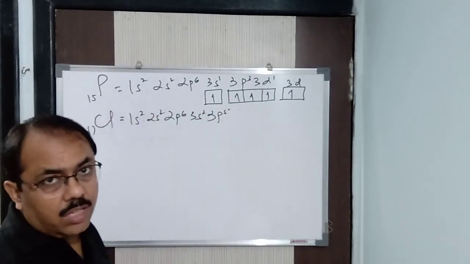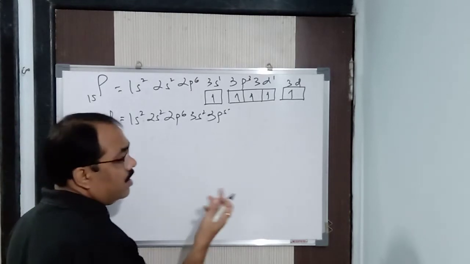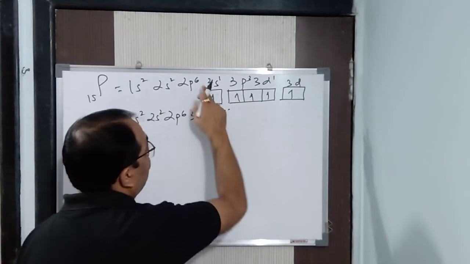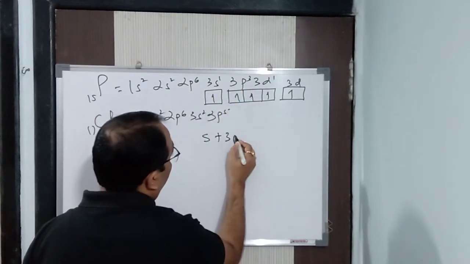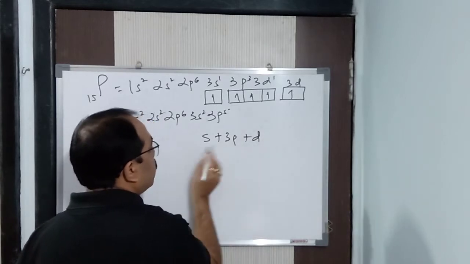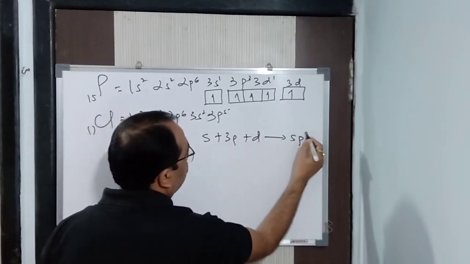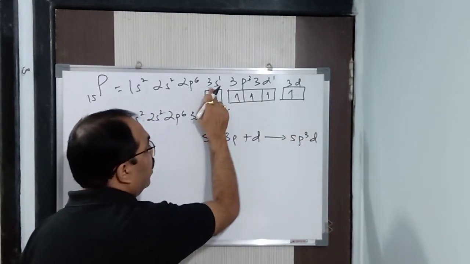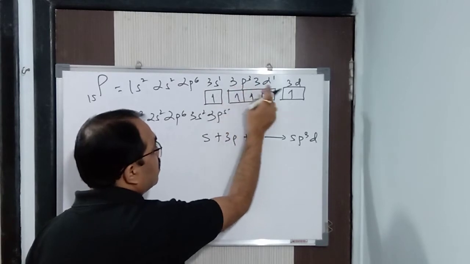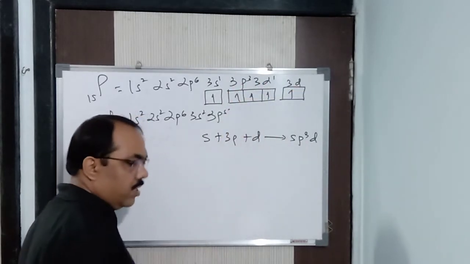So here also the same thing. Who is undergoing hybridization? The phosphorus atom. What subshells are involved in hybridization? One s, three p and one d. Hence it is sp3d. For that reason it is sp3d hybridization, because you can see very clearly that the 3s and 3p subshells and one d subshell are involved in hybridization.